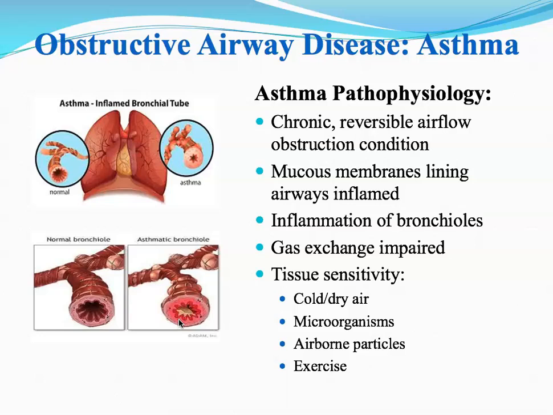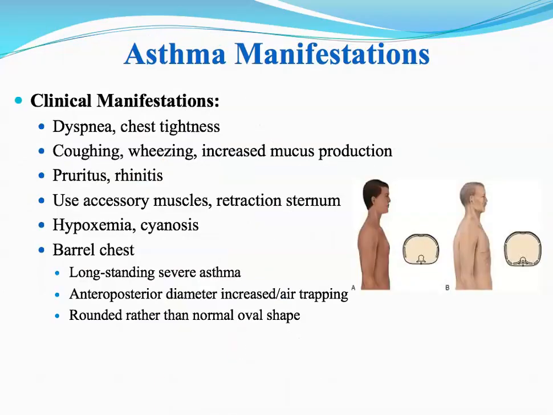Typically, these individuals will receive something like a rescue inhaler to help open up those bronchioles so that they can breathe or exhale more effectively. Some of your clinical manifestations that you might see in an asthmatic are things like shortness of breath, chest tightness, a cough, wheezing, which sometimes can be inspiratory, expiratory, or both.